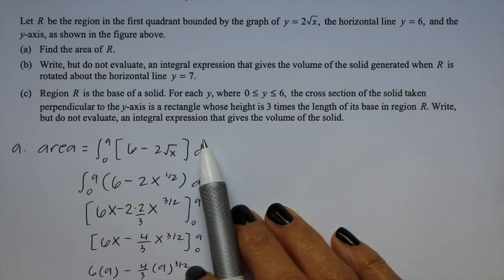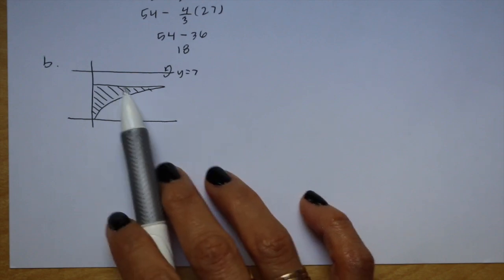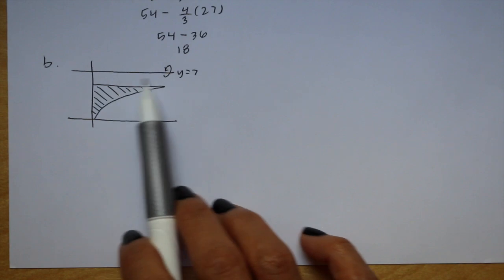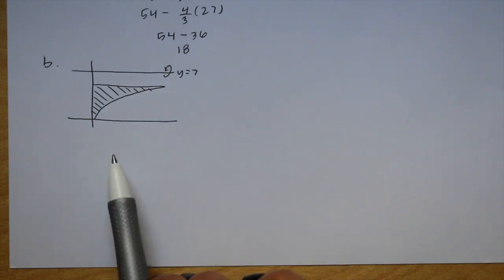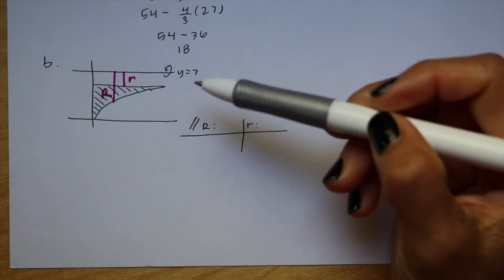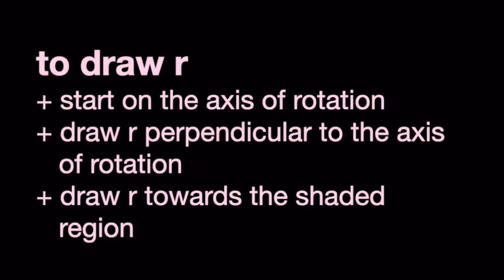Part B says write, but don't evaluate, an integral expression that gives the volume of the solid generated when R is rotated about the horizontal line y equals 7. So the thing to note about this is you have your shaded region, your axis of rotation is y equals 7. There's a gap in between, so therefore this will require the washer method. We're rotating around a horizontal line, so this is a dx problem.